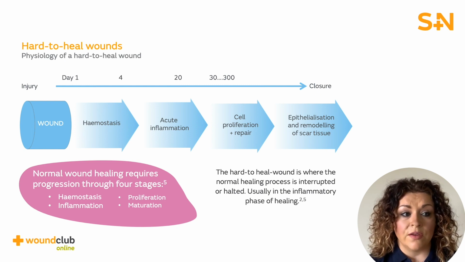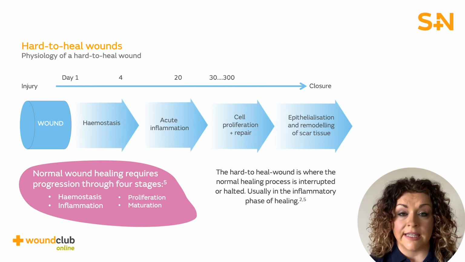In hard to heal wounds, this is disrupted, and the wound cannot progress past the inflammatory phase to begin its regeneration and repair that occurs in the proliferative phase. Due to wound healing being altered in this phase, the arrival of increased inflammatory cells and proteases, in addition to a reduction in growth factors and receptors, further impact the wound's interrupted healing state.